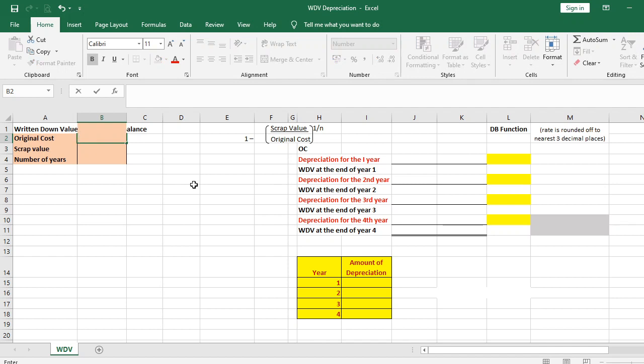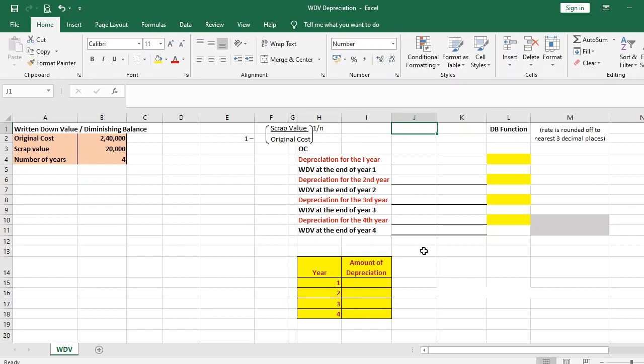Let me take an Excel sheet. Let us take the original cost as rupees 2,40,000 and the scrap value as rupees 20,000, number of years as 4. Now this is the formula to be used to find the rate of depreciation under written down value method. 1 minus scrap value divided by original cost whole to the power 1 by n.